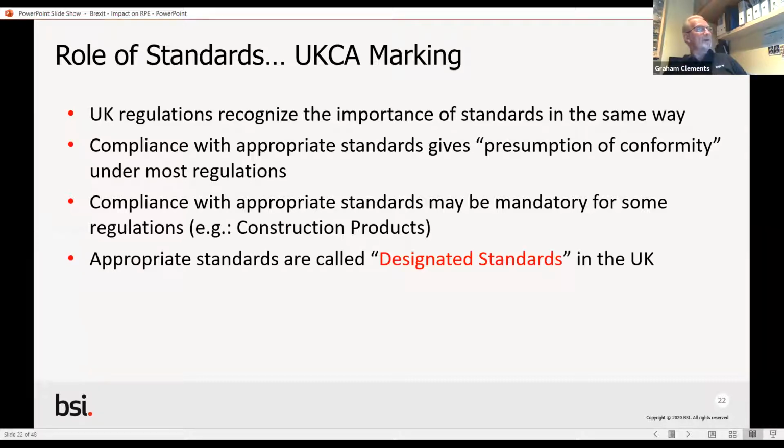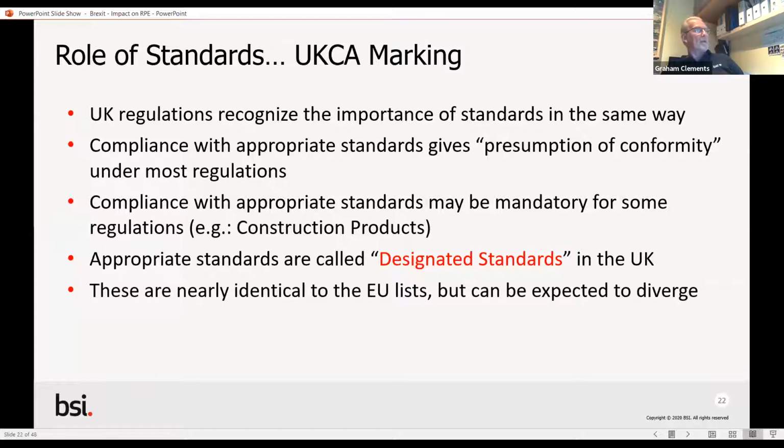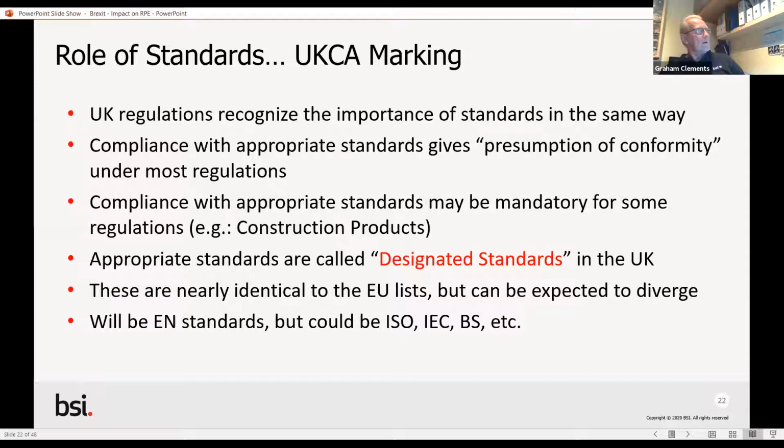But the appropriate standards in the UK are called designated standards. So in the EU, we've got harmonised standards. In the UK, we've got designated standards. And they're nearly identical to the EU list that you can get off the European website. But there are small divergences, and you can probably expect some other divergences in the future. They will be EN standards normally, but they could be ISO, IEC, or British standards, BS.